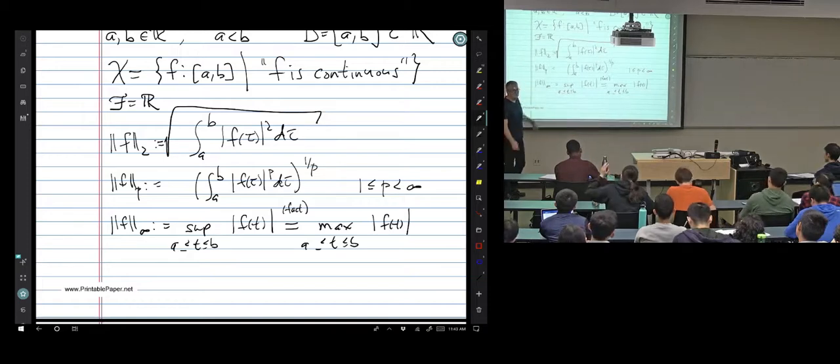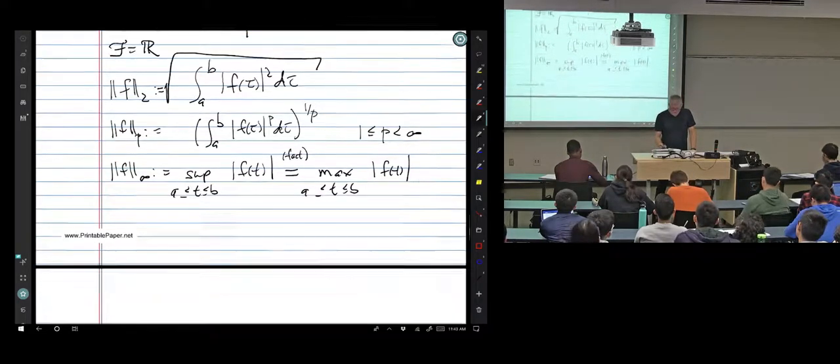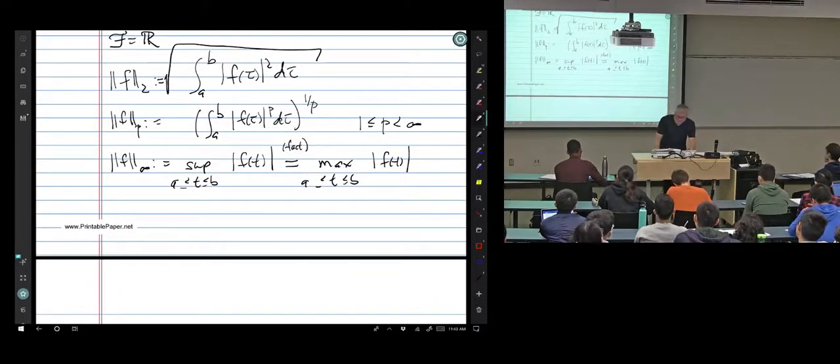Question? We jump from the tau to t? No. No. It's a dummy variable. Yeah, got to put x in there. I'm saving x for vectors.